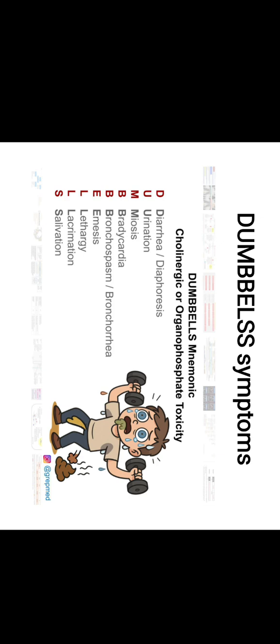And what are the DUMBELS symptoms? D is for diarrhea, U is urination, M is miosis, B is bronchospasm, E is emesis, L is lethargy, L is lacrimation, and S is salivation.